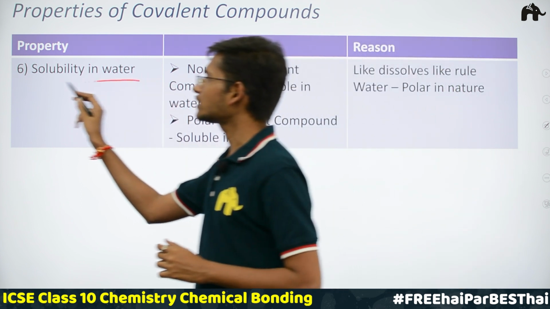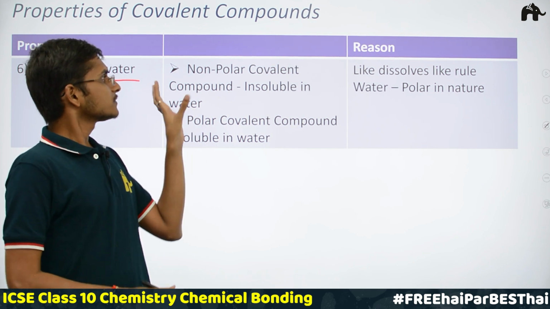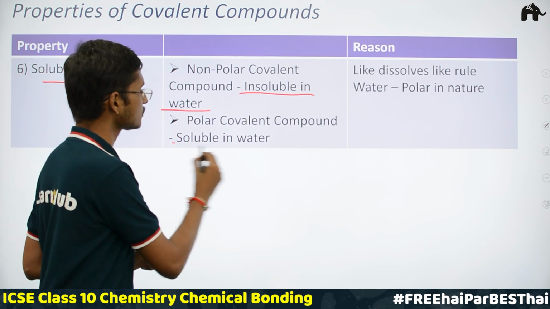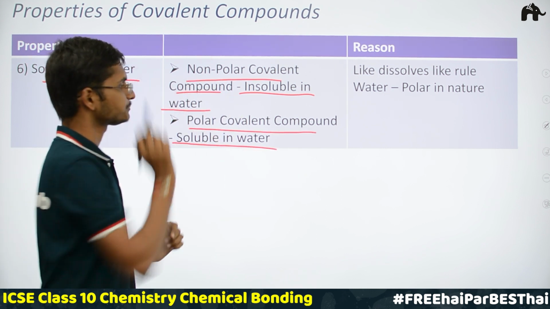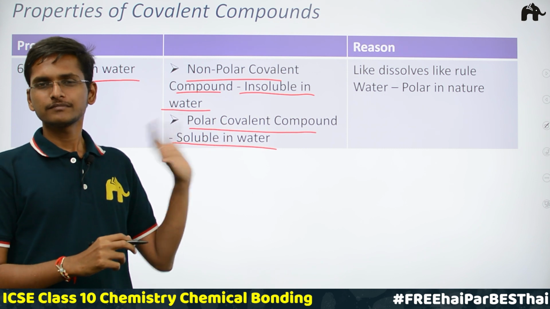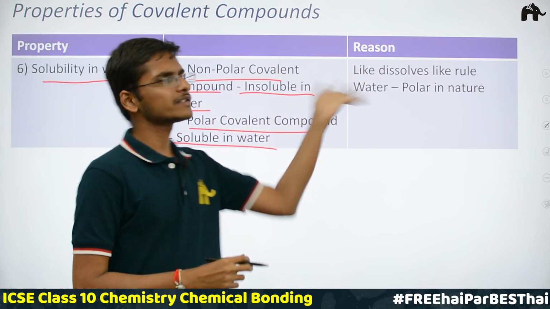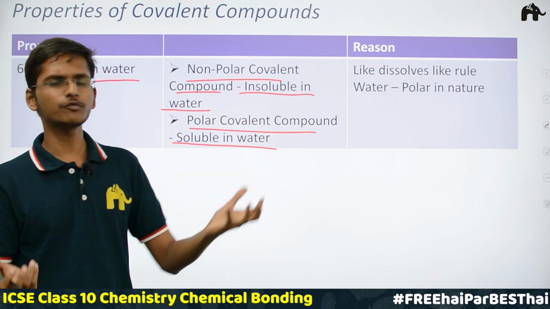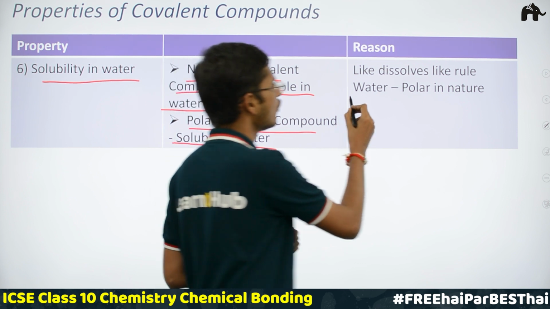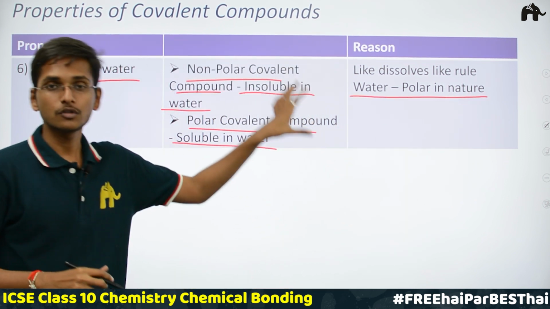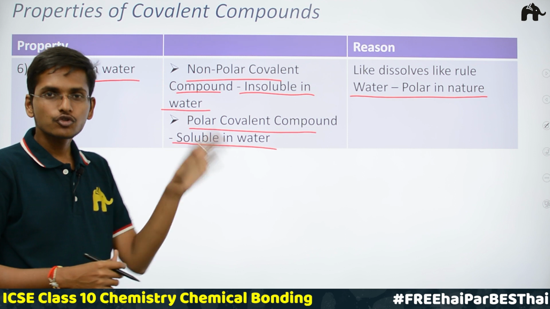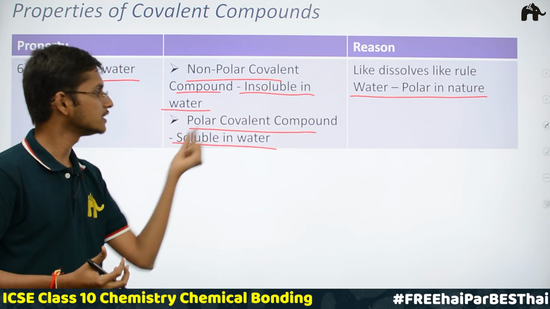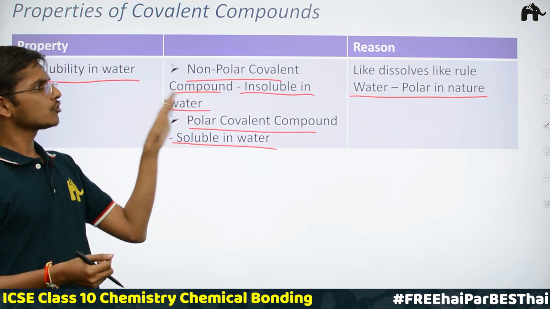And moving to the last property of covalent compounds which we are going to study, solubility in water, right? Non-polar covalent compounds are insoluble in water and polar covalent compounds are soluble in water. Now why is this happening? The logic is very simple, the like dissolves like rule. We know polar compounds would dissolve in polar solvents, non-polar compounds would dissolve in non-polar solvents. So same here, water is a polar solvent, right? It is polar in nature. So in this polar solvent, our polar covalent compounds dissolve. Non-polar covalent compounds won't dissolve.